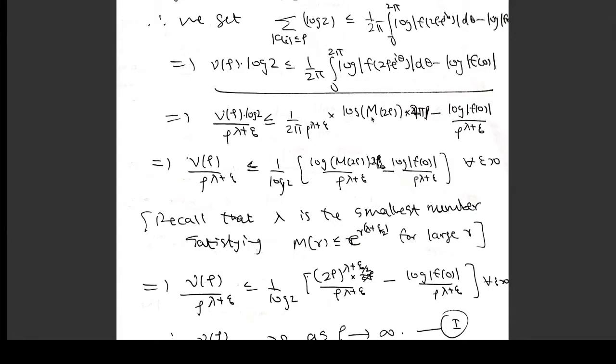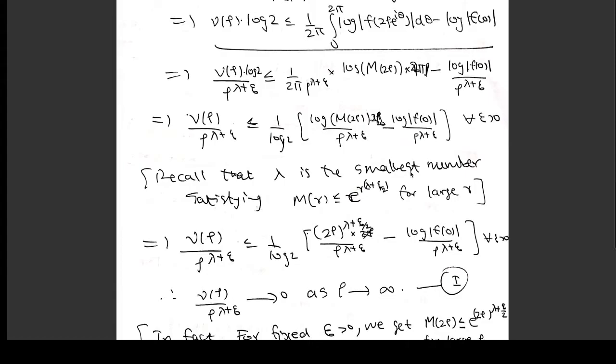Here we use a simple technique. f on |z| equal to 2 rho is bounded by M(2 rho), because |z| is equal to 2 rho here. So the whole quantity is bounded by log M(2 rho), and the remaining integral is 2 pi by 2 pi, that gets cancelled. So what happens is that n(rho) divided by rho power lambda plus epsilon is bounded by 1 by log 2 into this quantity, for all epsilon greater than 0.